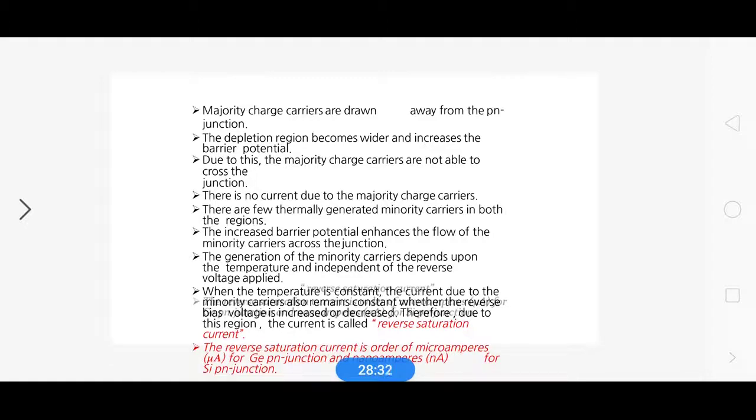And this reverse saturation current is of the order of microamps. In some PN diodes, it is in the order of nanoamps also. Generally, it is in the order of microamps or nanoamps. So, to increase the reverse saturation current, we have to increase the temperature.